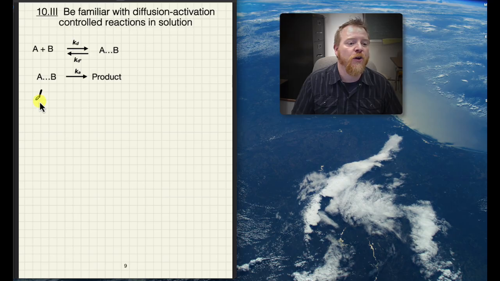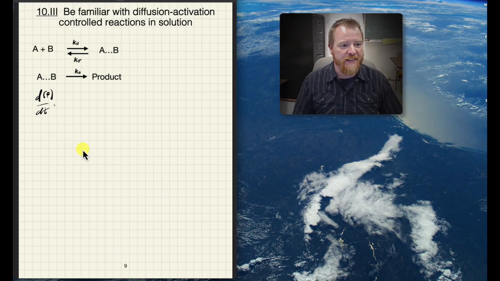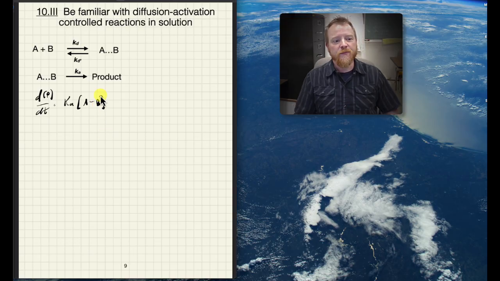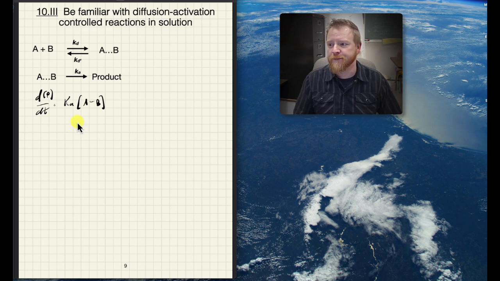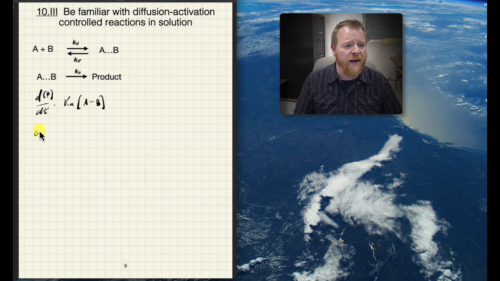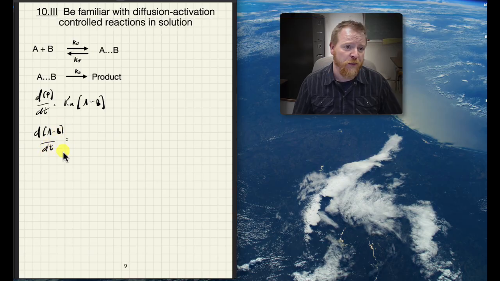Okay, so let's look at that in the next slide, and we're going to apply the steady state approximation to do this. So for the mechanism, we'll write dP by dt. So that only depends on this bottom rate right there. So we'll write that as Ka times my encounter pair, which I'll denote as A dot dot dot B. So as we might guess, this encounter pair is some type of a transition state. And then I could write my dAB by dt as the following.